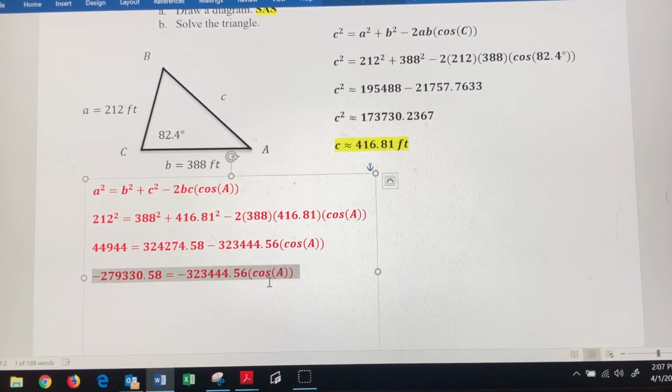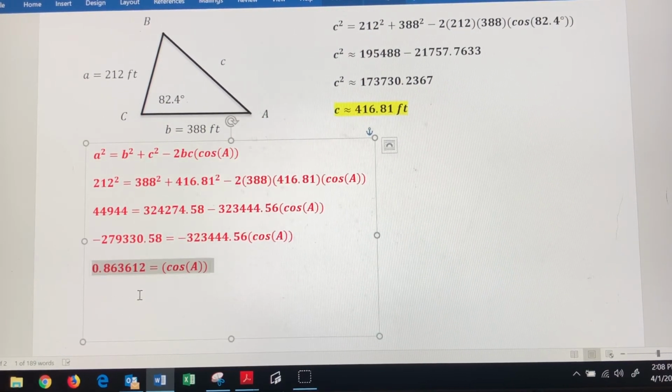I want to get cosine of A by itself, so I'm going to divide by the coefficient here, and that's going to give me a value of 0.863612. Remember, cosine has to be between 0 and 1 when we're dealing with acute angles here. If you ever get a value that's greater than 1, or a negative value here, we've made a mistake. You should get a value between 0 and 1. We want to use inverse cosine to solve for our angle measure. So inverse cosine of this value is going to equal angle A. When I use my scientific calculator, I get the measurement of angle A to be 30.28 degrees.